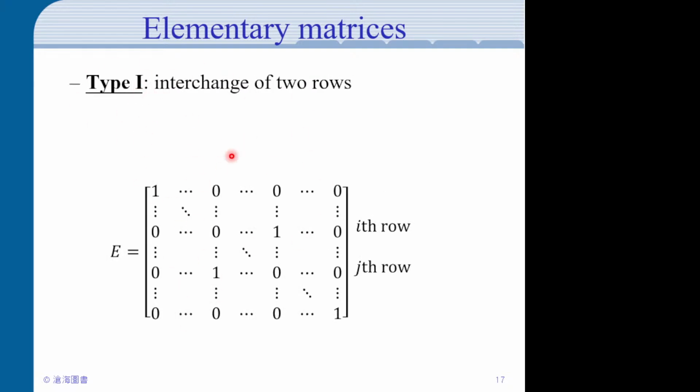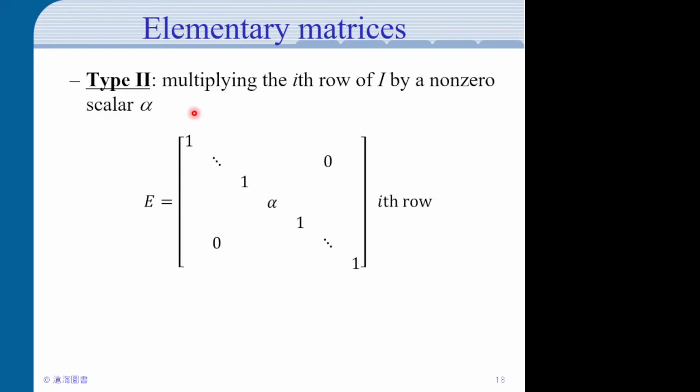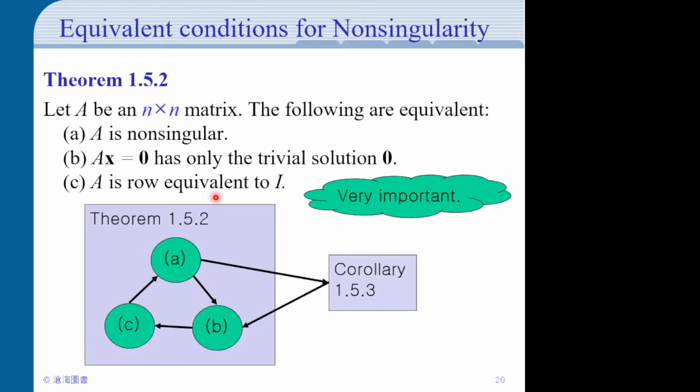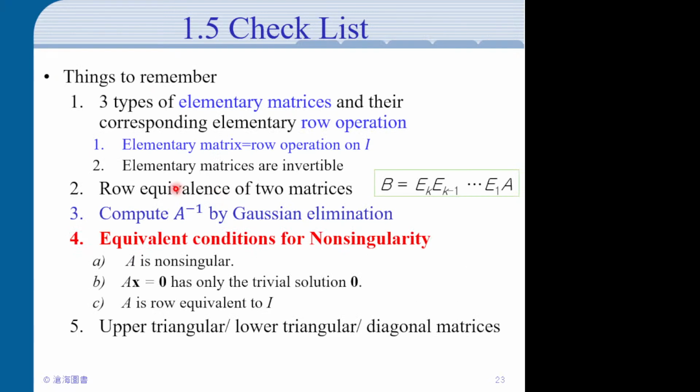E1 corresponds to type 1 of the row operation, where you interchange the ith row and jth row. Type 2, you multiply a row by some number alpha. And type 3, you add m times a row to another row. So the three elementary matrices correspond to three row operations, and you can get an elementary matrix by doing the row operation on the identity matrix.